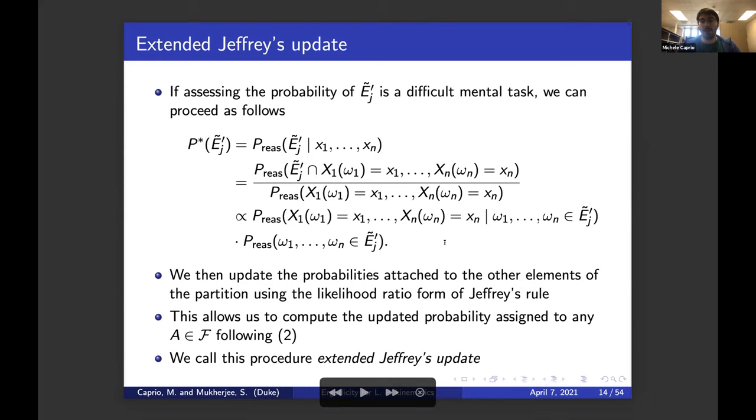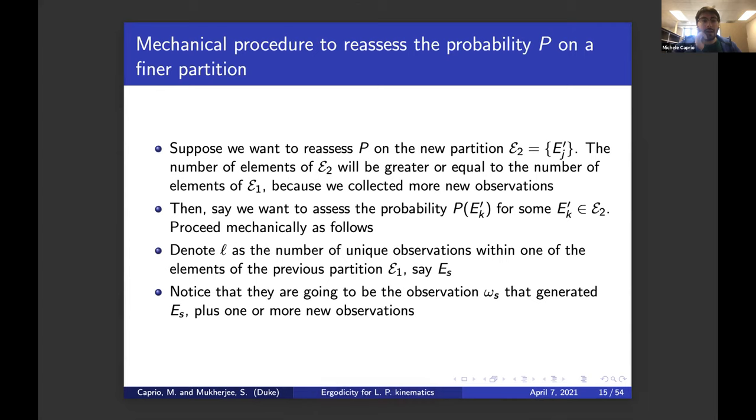And then, as I was telling you before, we give a mechanical procedure to reassess the probability on a finer partition. And I realize this procedure can sound cumbersome when I explain it like this, but then I have a nice example, so everything should be clear. So suppose we want to reassess the prior on a new partition. And of course, suppose that the number of elements of the new partition is greater or equal than the number of the previous ones, because we collected more observations. Say we want to assess the probability of one of the elements of this new finer partition and call L the number of unique observations within one of the elements of the previous partition. So what do I mean by this?